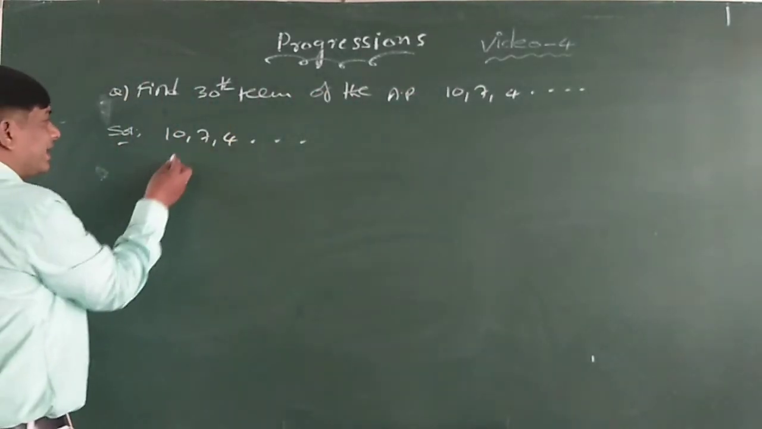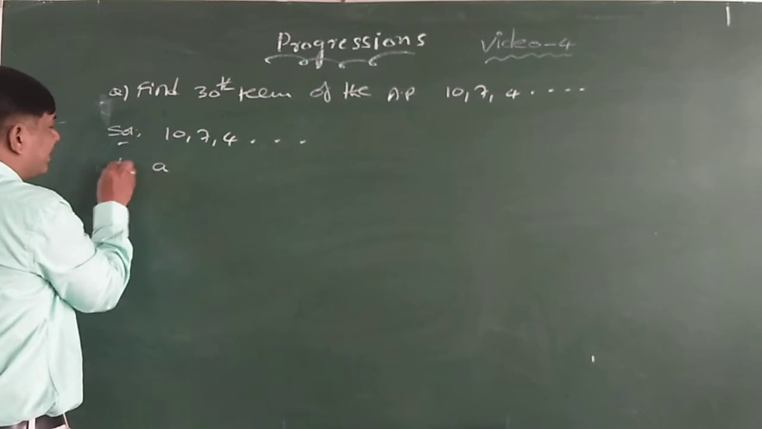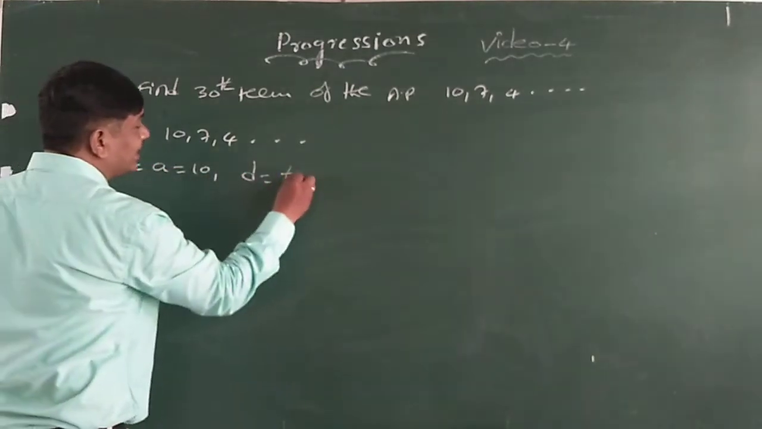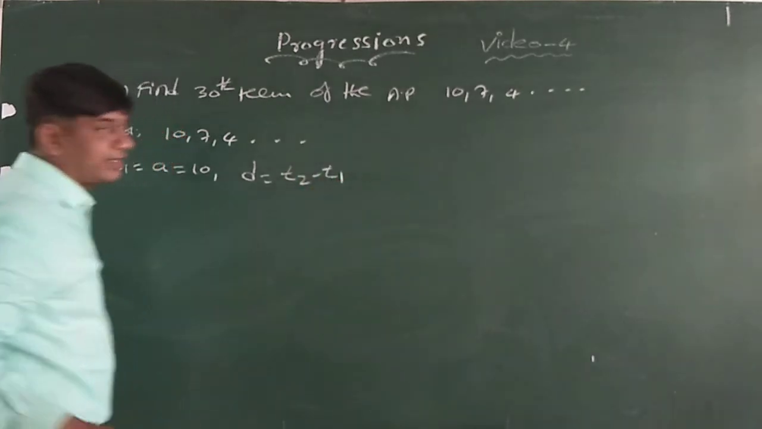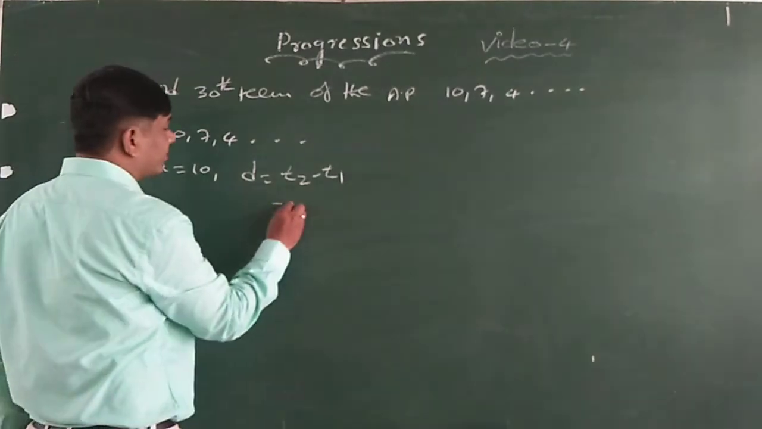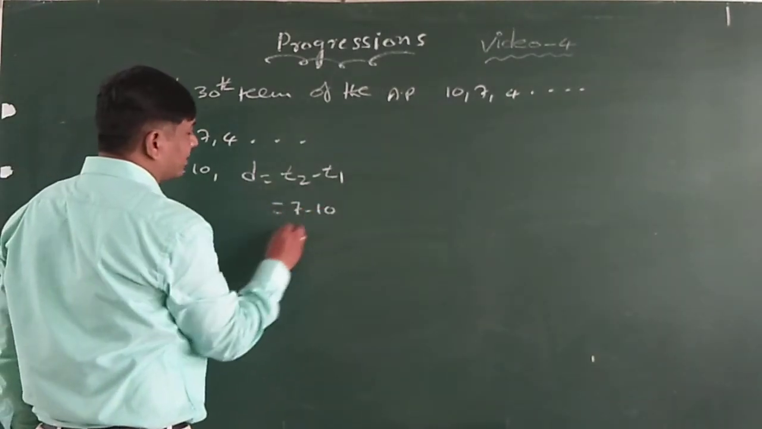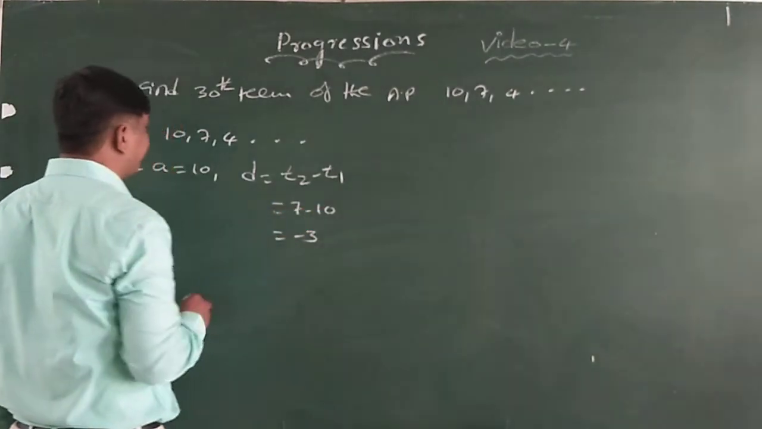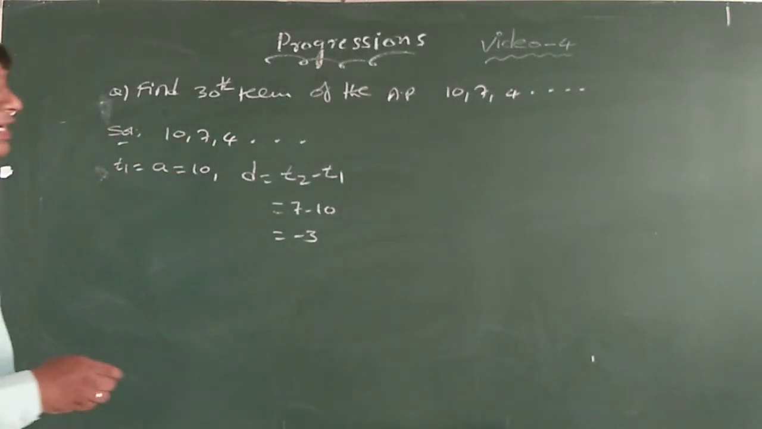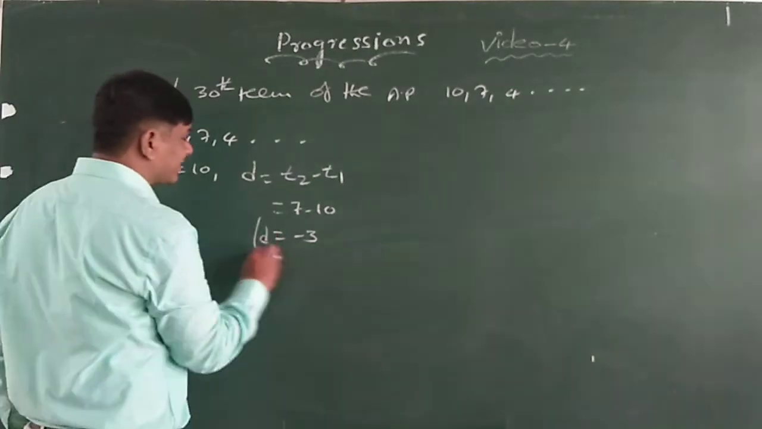So since it is in AP, first term T1 is equal to A is equal to 10. Common difference D is equal to T2 minus T1. What is T2 here? 7 minus 10 is equal to minus 3. D value is minus 3.